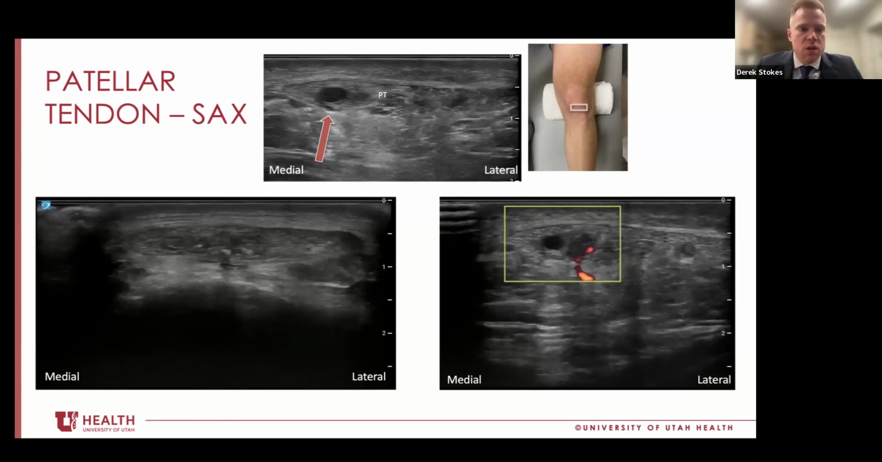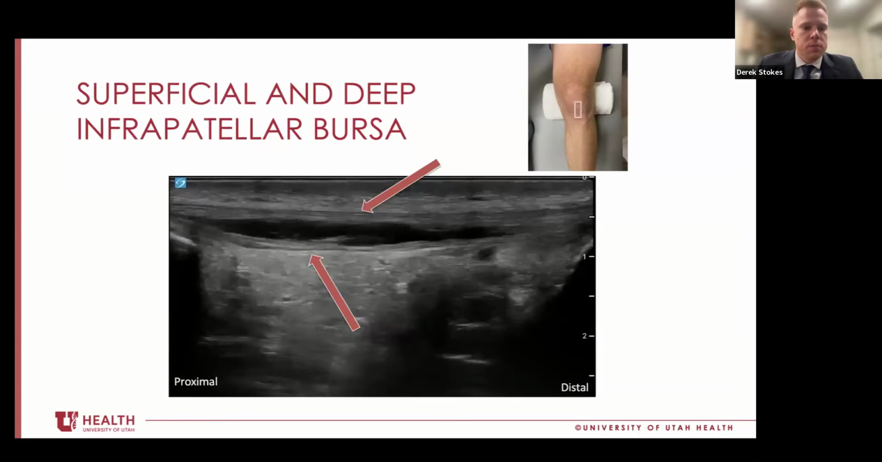Obviously, I've used a lot of words to describe that, and we have to find a way to summarize that. So I'm going to wait and do that whenever we wrap up in the report. Next, we're going to circle back and evaluate just a couple structures that you can look at while you're looking at the patellar tendon. But for the purpose of the presentation, we'll look at these separately.